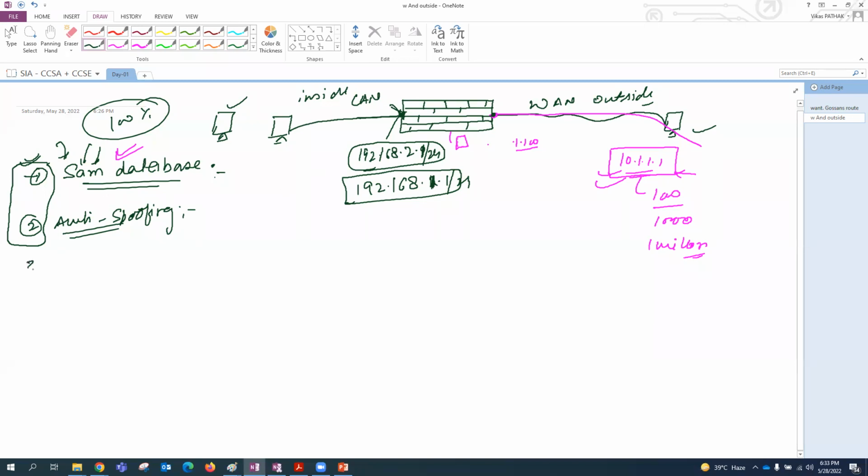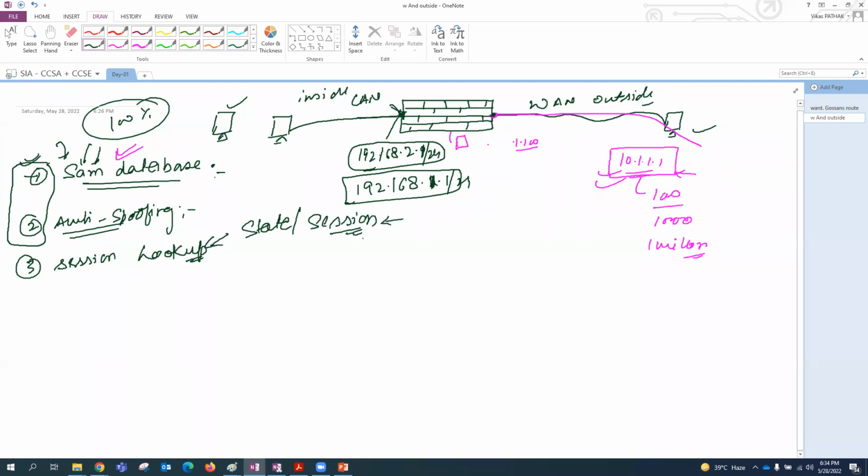After anti-spoofing, the third thing checked is the session lookup. For whatever traffic is coming on the firewall, is there any existing session already created on the firewall? If yes, the traffic will be passed through that particular session. Otherwise, it will be passed to the policy check, and after the policy check, a new session will be initiated. To do this session lookup, the firewall maintains a state table, or you can say a session table, which we'll be discussing in the class.